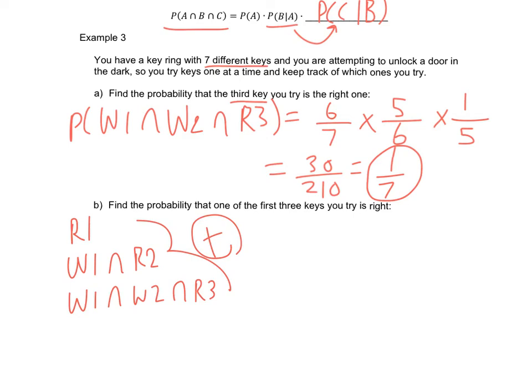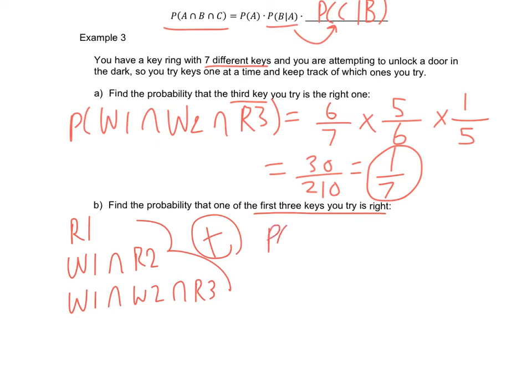What is the complement of this event right here? One of the first 3 keys is right. Well, the complement of that event would be none of them are right, correct? So the complement of not a single one of these keys being correct is all 3 being wrong. So let's calculate the probability of all 3 being wrong, and then do 1 minus whatever we get for that, and that will be our answer.